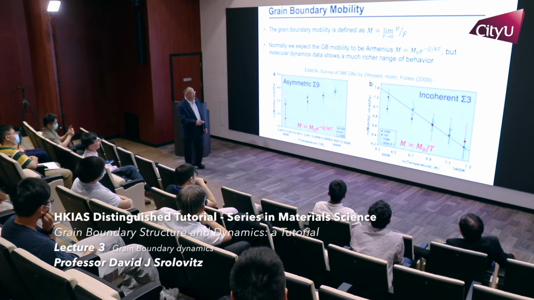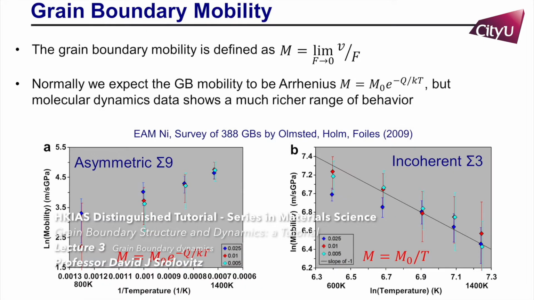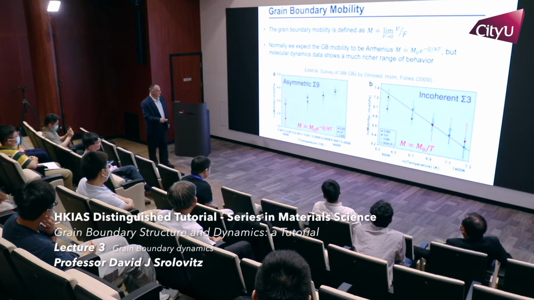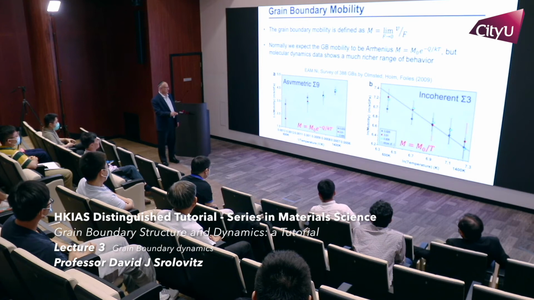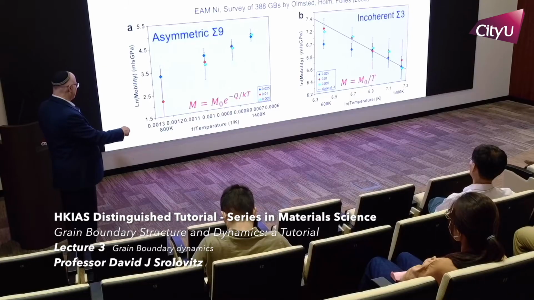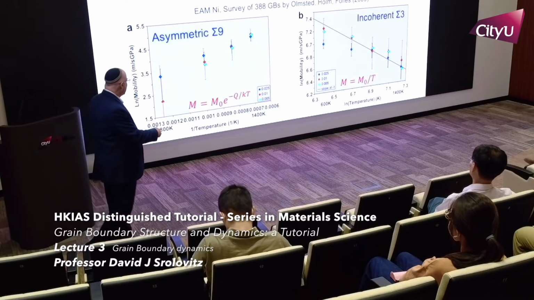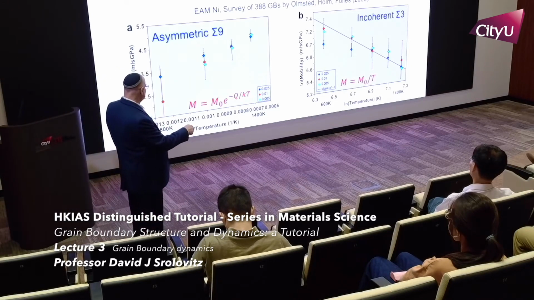So Liz Holm and her postdoc and Steve Foiles looked at 388 different grain boundaries and made a catalog of the mobilities of all of them. For example, this is one boundary. They picked out an asymmetric sigma 9 boundary and plotted log mobility versus 1 over T. And you get decent lines. Not perfect, but decent lines. And the point I want to make here is this is Arrhenius.